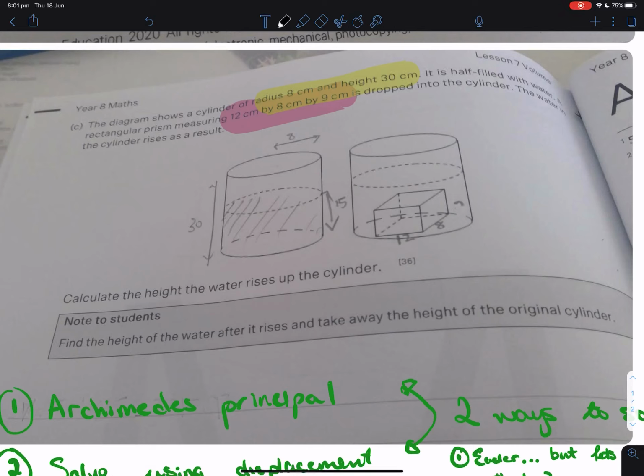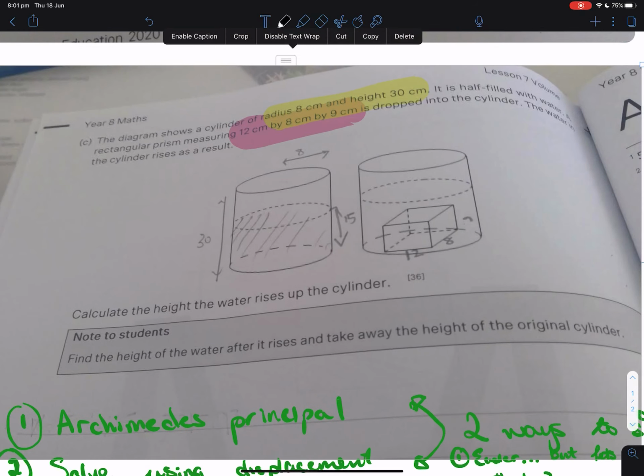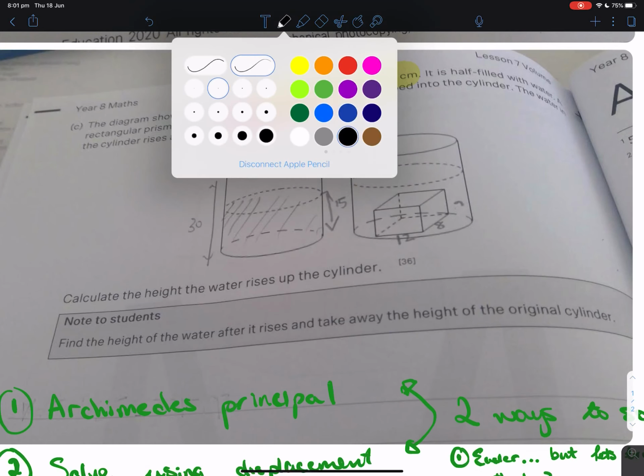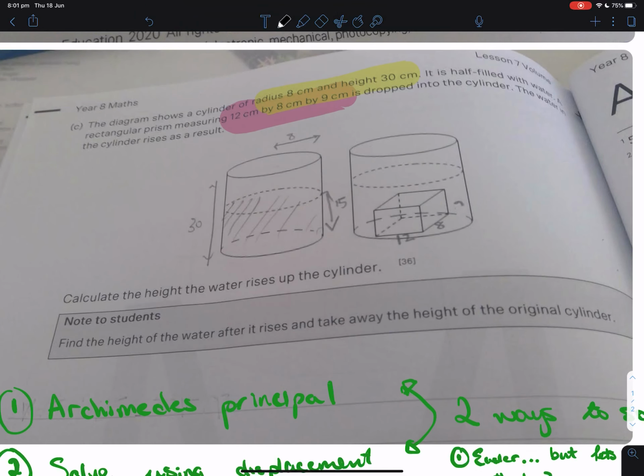Firstly, we have a cylinder with radius 8 and height 30. This is the properties of the cylinder, and this is the property of the rectangular prism. Calculate the height the water level rises up the cylinder.